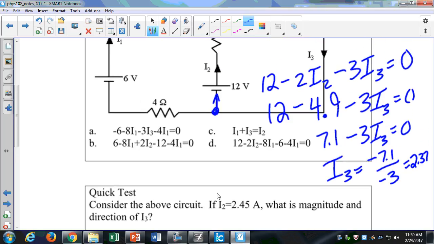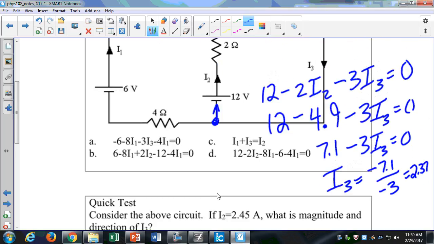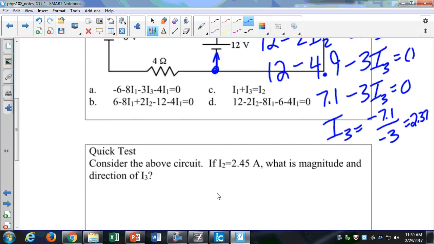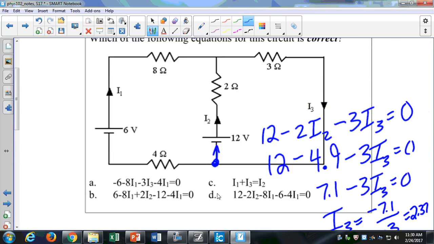Notice that it comes out. Oh, did I do something wrong there? I'm looking for I3. I notice it comes out positive, so it's labeled as down, so that will be the direction downward.